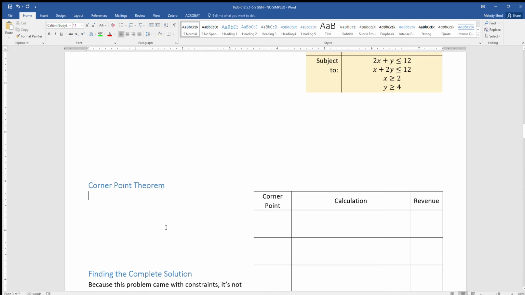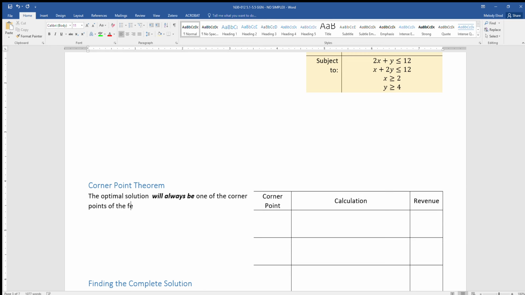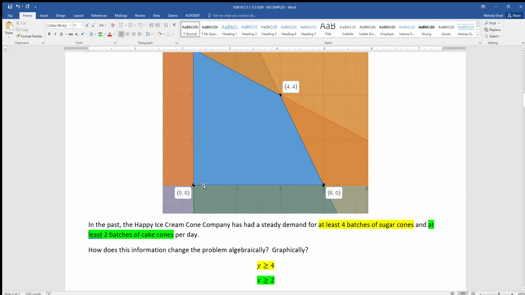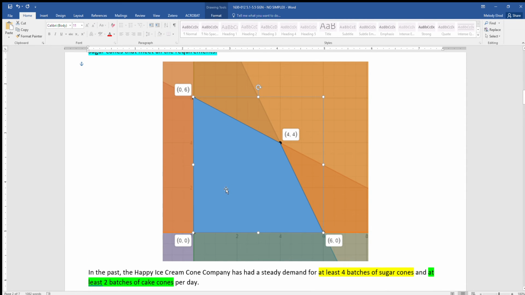So, we're going to talk about the corner point theorem. The corner point theorem tells us that the optimal solution will always be one of the corner points of the feasible region. So that means that even way up here when we were looking at this big area, we know that the maximized option is going to be either 0, 0, 0, 6, 4, 4, or 6, 0.